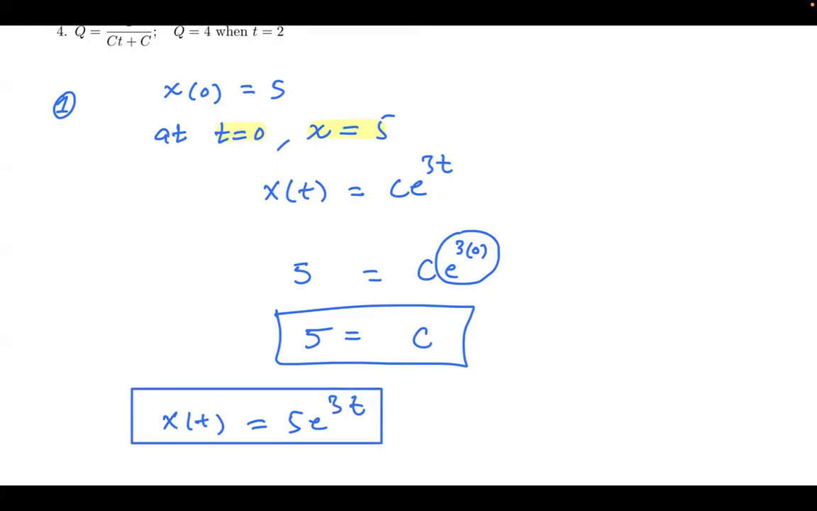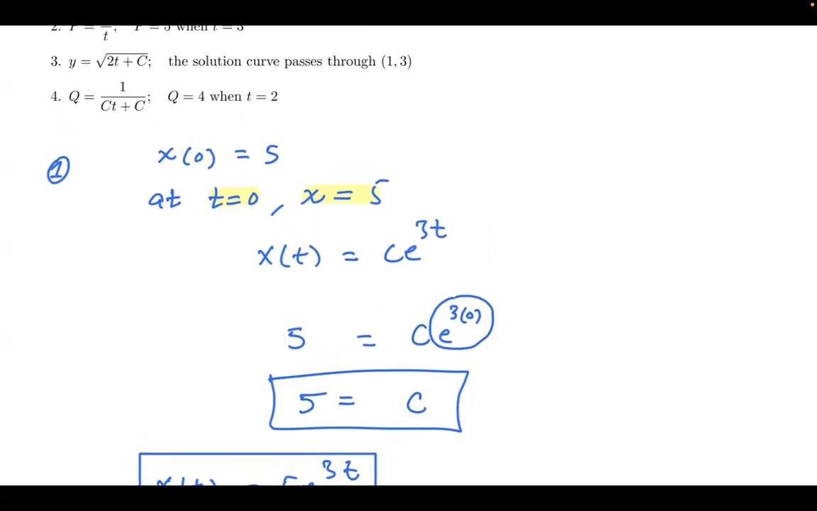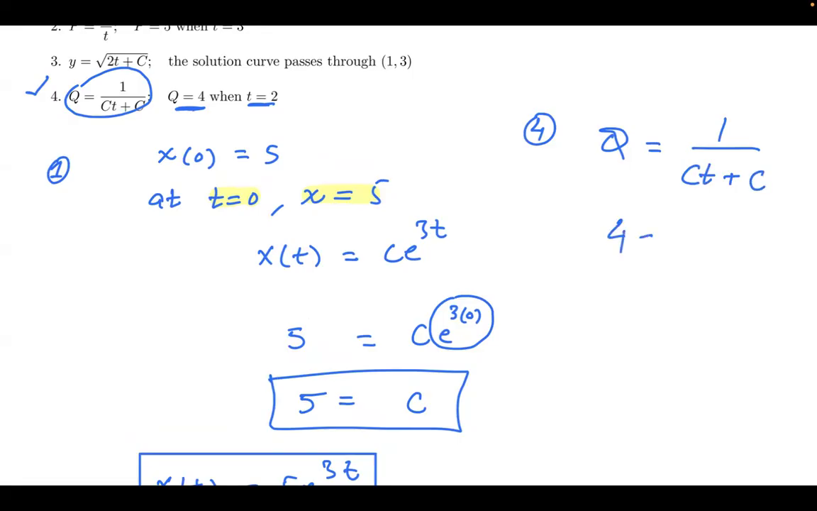Okay, so when you find the value of this constant, you get a particular solution. And similarly, you can do other questions as well. We can do the fourth one too here, if you like. It says that the value of t is 2 and the value of q is 4. We need to put these here. So the general solution is 1 over ct plus c. The value of q that I'm going to put is 4 and the value of t is 2. So this is 2c plus c, so this is going to be 1 over 3c.